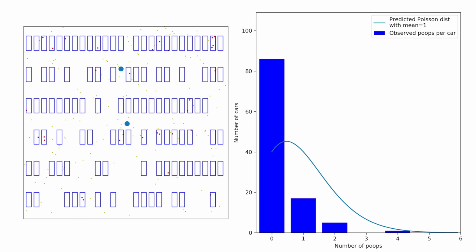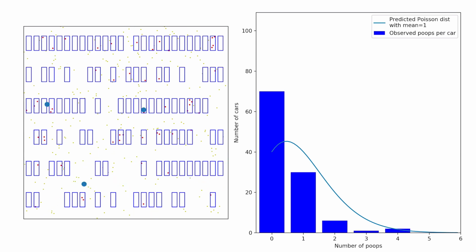This probability distribution function represents the probability that 0, 1, 2, or 3 poops will land in a car. Each of these probabilities is multiplied by the number of cars in the parking lot, which gives us the expected number of cars with that number of poops. The simulation has roughly 110 cars, so around 40 cars are expected to get 0 poops, 40 get 1, 20 get 2, 5 get 3, and so on.